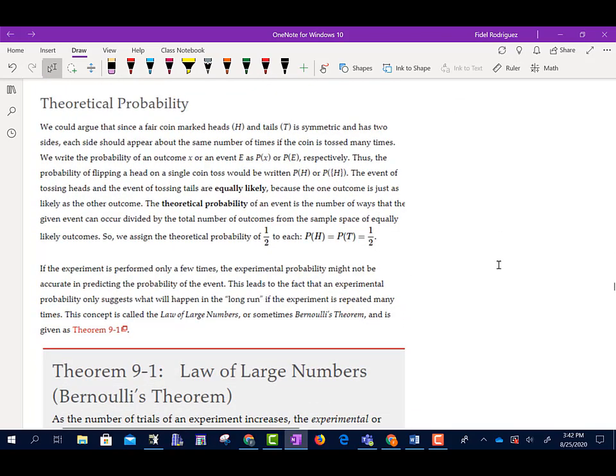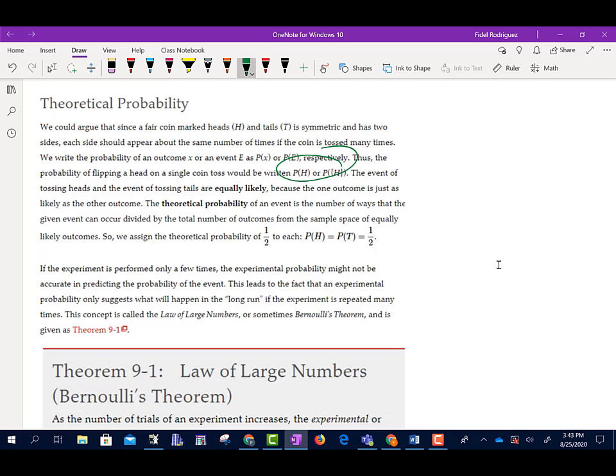Okay? Now we have theoretical probability. It says we could argue that since a fair coin is marked heads or tails and it's symmetric with two sides, each side should appear about the same number of times if the coin is tossed many times. We write the probability of an outcome X or an event E as P of X or P of E. The probability of flipping a head on a single coin would be the probability of getting a heads, and they kind of wrote it right here. And the event of tossing heads and the event of tossing tails would be equally likely because we're going to be one of those two outcomes, right?